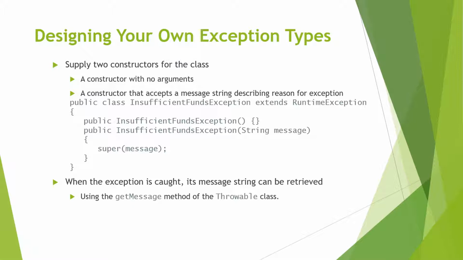So when the exception is caught, its message string can be retrieved by calling the getMessage method. The getMessage method is implemented in all the classes that implement throwable interface. So since runtime exception implements getMessage, and insufficient fund exception extends runtime exception, therefore insufficient fund exception inherits the implementation of getMessage method, and you can use this method to retrieve the message string.